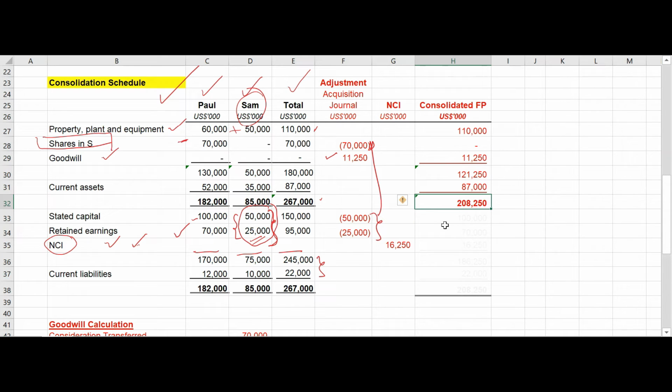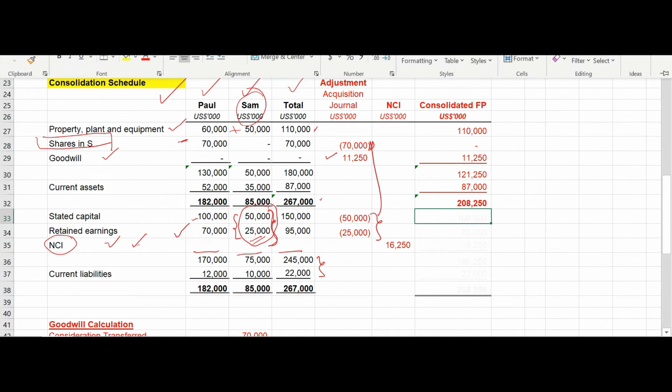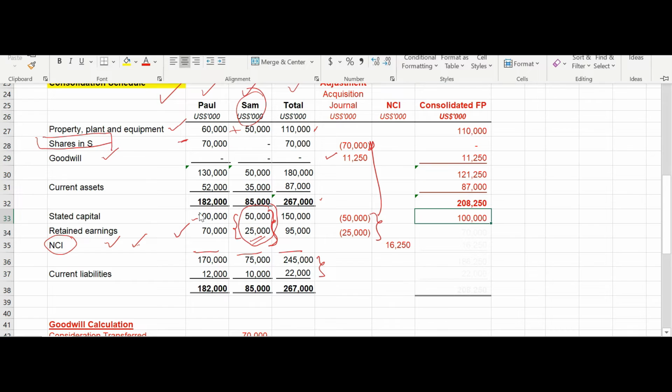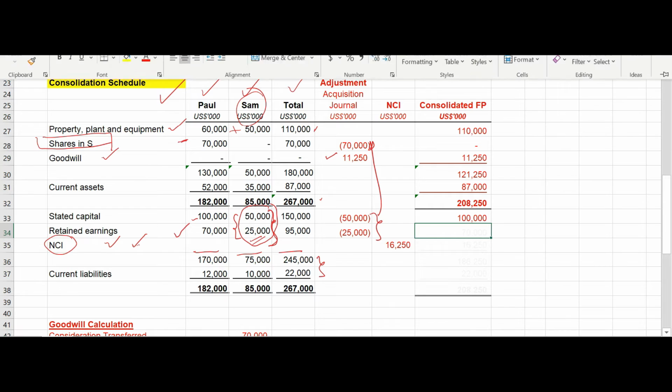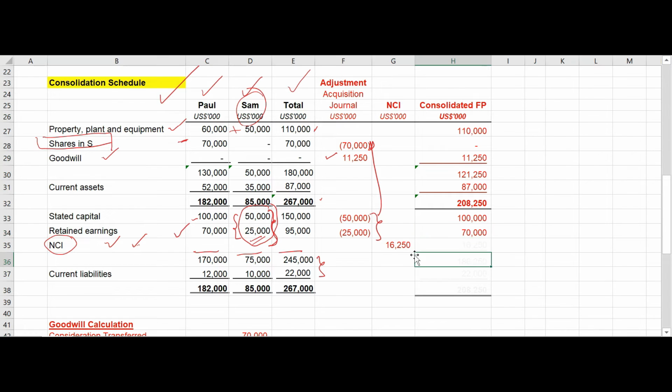Now the equity, the share capital will be only the parent company's, because the group is owned by the parent company. So therefore we have to take 100,000. So 50,000 we have eliminated. So retained earnings also will be the parent company's retained earnings, which is 70,000. The 25,000 of the subsidiary company we have removed to calculate the goodwill.